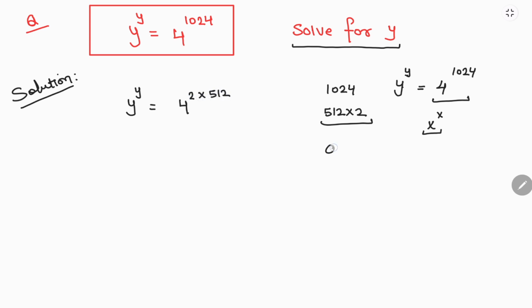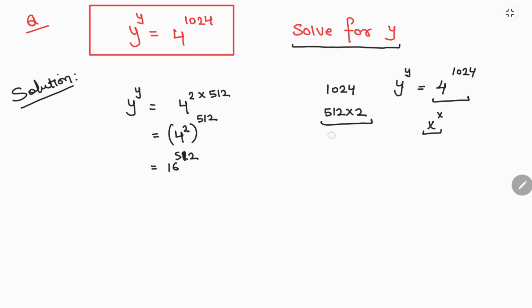Now a raised to power bc can be written as a raised to power b raised to power c, right? Okay, so what will I do? I will write it as 4 square raised to power 512, right? Okay, now that means we got 16 raised to power 512, right? Okay, now we will again break this 512 in two parts.